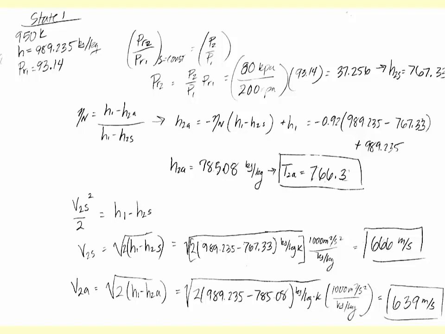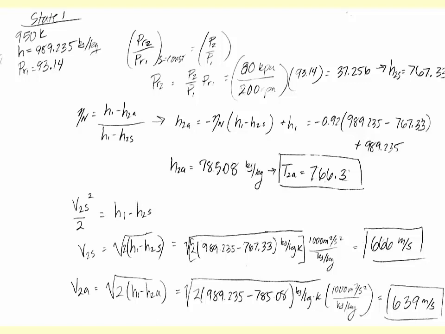So then we can calculate, let's see, we want to determine the maximum possible exit velocity. So V2S squared over 2 is equal to H1 minus H2 sub S. V2S is equal to the square root of 2 times H1 minus H2S. So we have H1, we have H2. We can calculate this to be 666 meters per second using the values given.